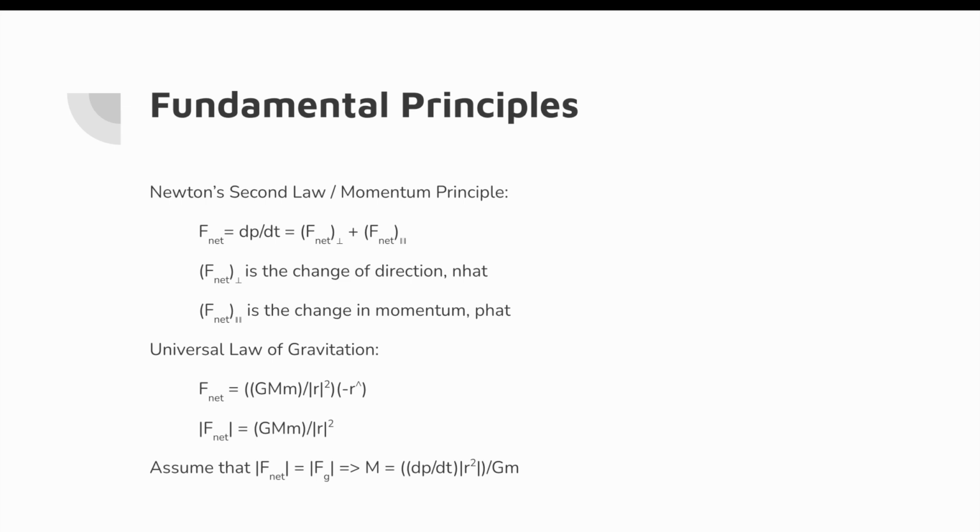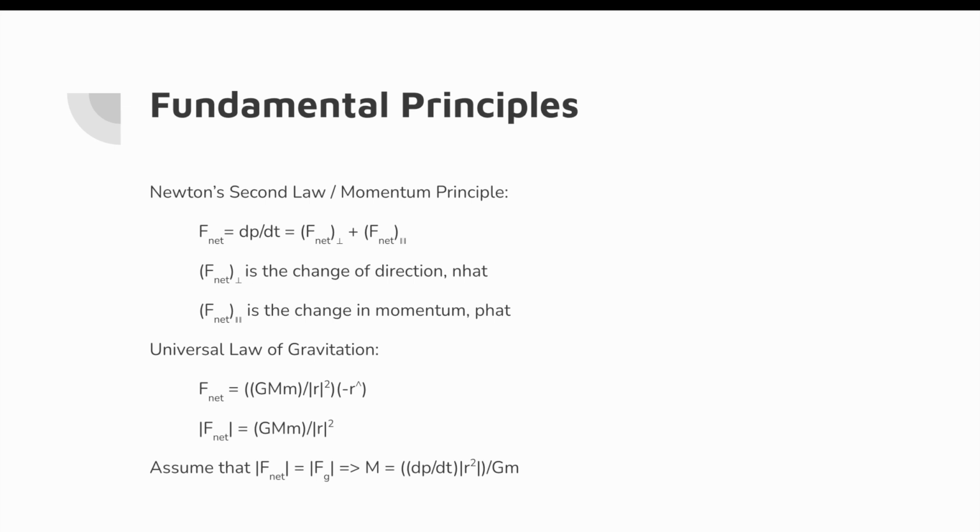Our fundamental principle shows that F net is equal to the change in momentum over the change in time, and that F net has a perpendicular and a parallel component. The perpendicular component is the change of direction of the ship, or of the system, and it points in the n hat direction, perpendicular to motion. And the parallel component is the change in momentum, or the change in speed of the system, and it points in the p hat direction, either positive or negative.